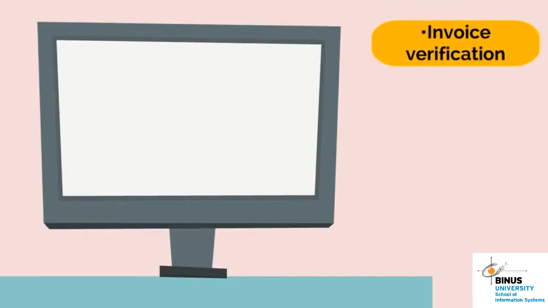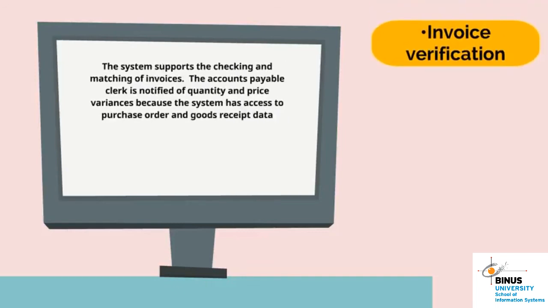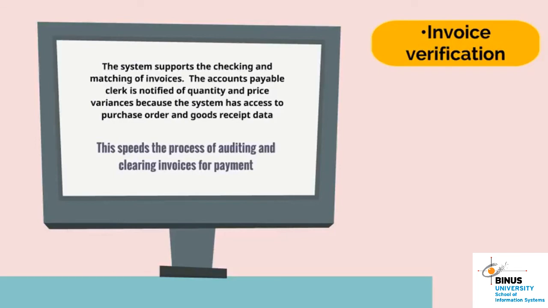In invoice verification, the system supports the checking and matching of invoices. The accounts payable clerk is notified of quantity and price variances because the system has access to purchase order and goods receipt data. This speeds the process of auditing and clearing invoices for payment.